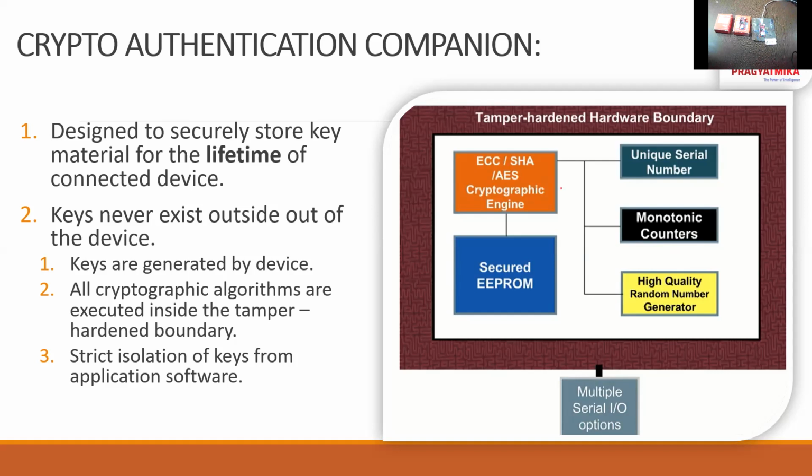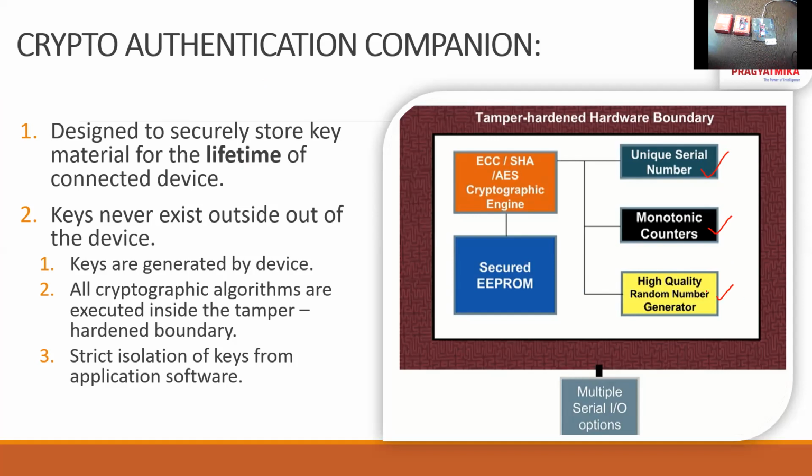So this crypto element, or we call it this crypto authentication companion, is designed to securely store your keys for the lifetime of the connected device. Till the time the device is connected, this is keeping all the data. So it is tamper-proof. It has a unique serial number, as I was talking about. It has counters for the number of connections, and a random number generator. Whenever we are implementing cryptography, RNGs have a very important role. So RNG is there inside it.